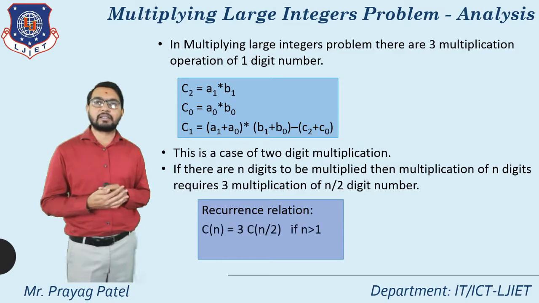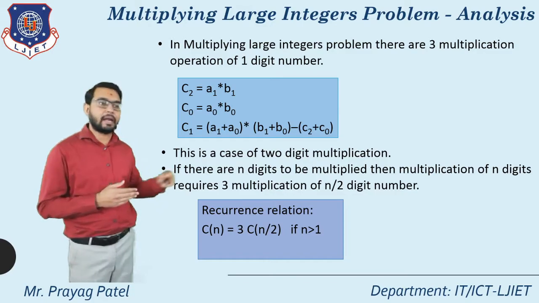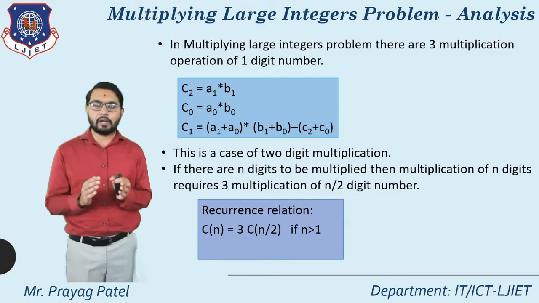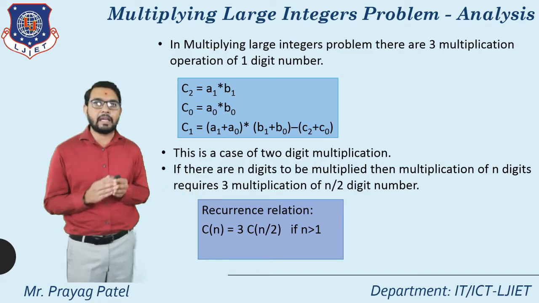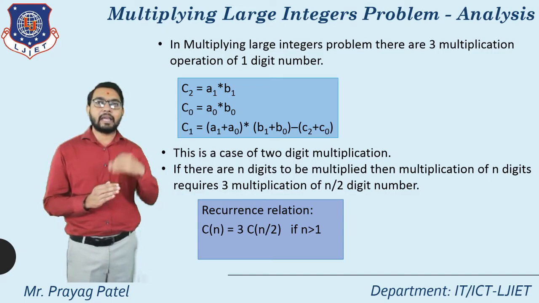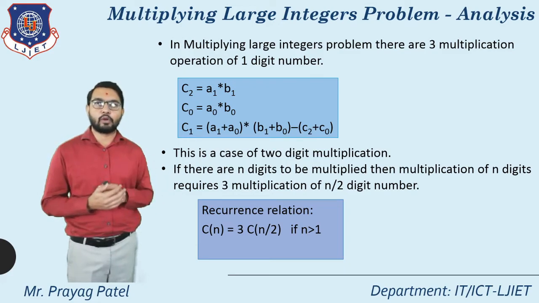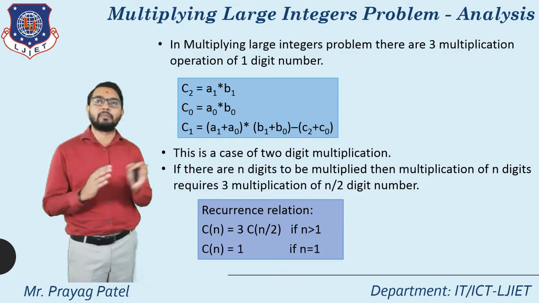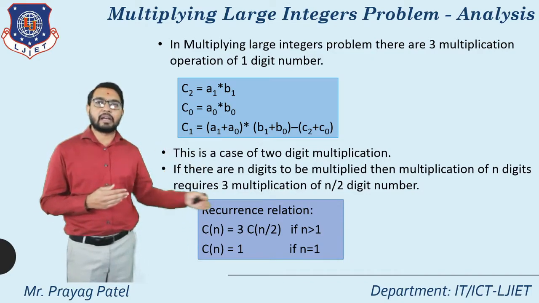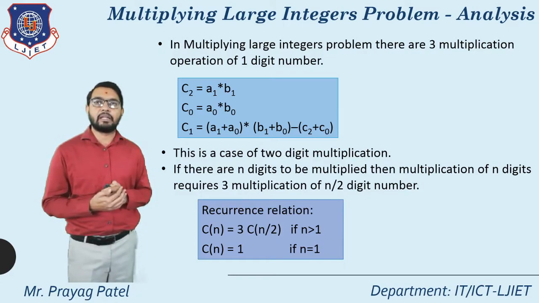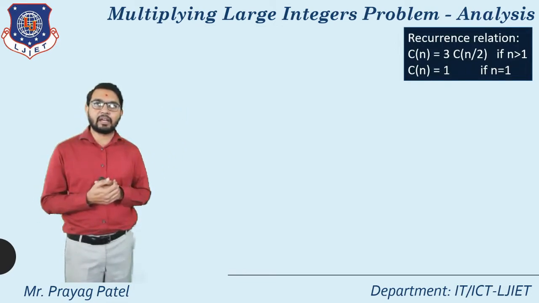Now the recurrence relation is C of n equal to 3 C of n by 2. Why do we write 3 C of n by 2? Because if our total given number is n digits, then the recurrence relation is C of n equal to 3 times the multiplication of n by 2 digits. So 3 into C of n by 2 if n is greater than 1, because if n equals 1, then we directly multiply the numbers. So if C of n equals 1, meaning n equals 1, then we directly perform the multiplication in a single operation. So consider this as the given recurrence relation.